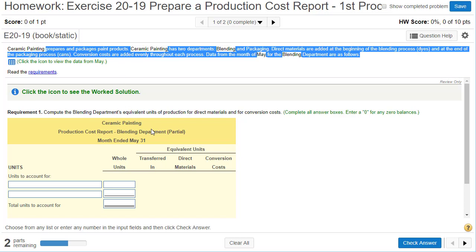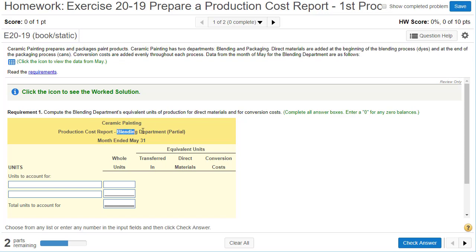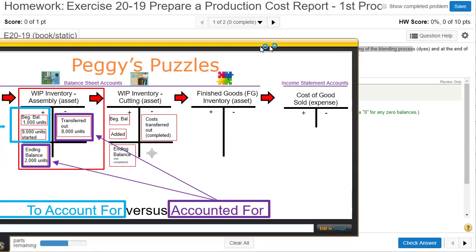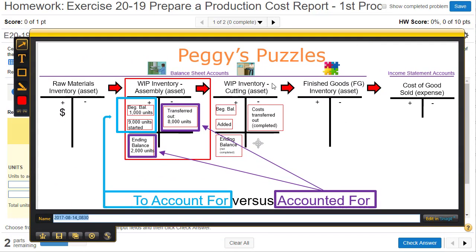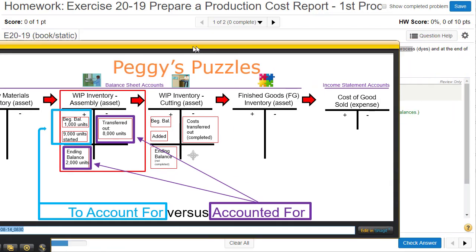So remember, in this problem, we're only doing the blending department. So we're only working with the very first process. So going back to our slides, remember when we had Peggy's puzzles, and they had two work-in-process inventory accounts. And so we are doing the very first process. And since this is the very first process, there can be no units transferred in from a previous process because there is no previous process. There is raw materials, but that's not a process.